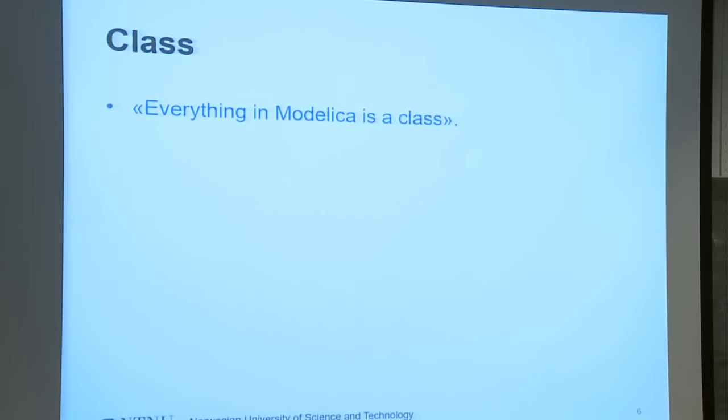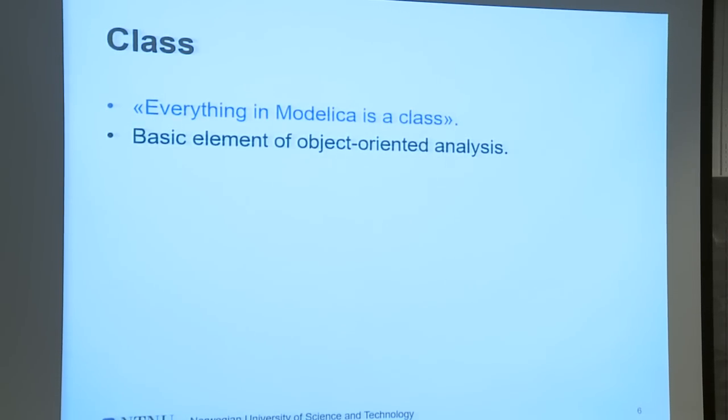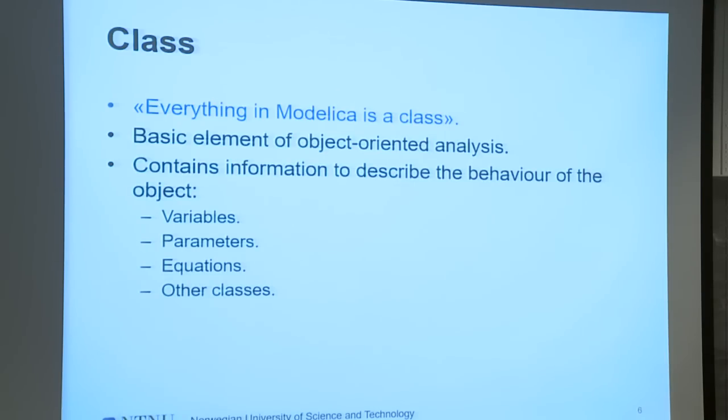And now, what is a class? Everything in Modelica is a class. And the question is, what is a class? It's something you really have to understand if you want to learn object-oriented languages, because classes define it. A class is the basic structure of a language like that. And the class itself contains information. What kind of information does each class have to know? That is quite simple. It's just variables, parameters, equations, or other classes.